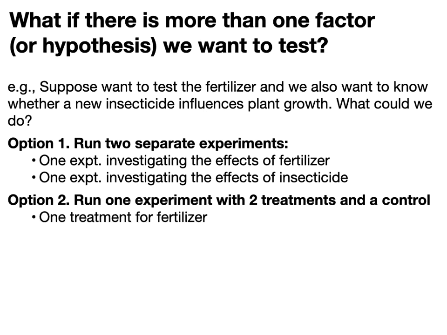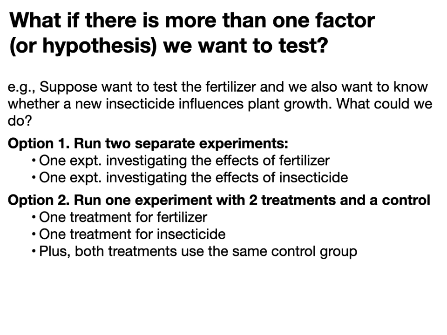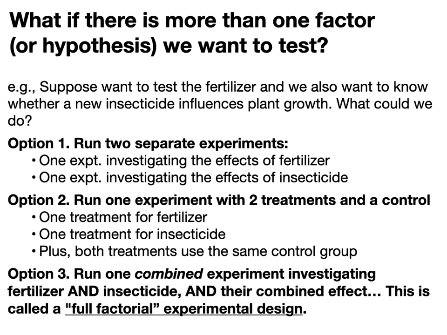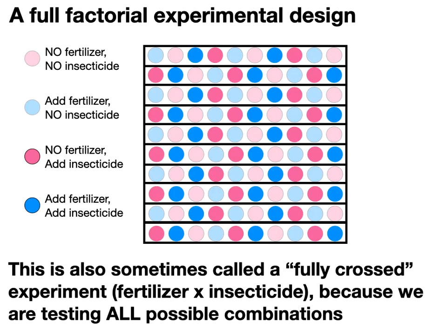So we could have a treatment for fertilizer, a treatment for insecticide, and we could have a control group that just lacked the insecticide and lacked the fertilizer. But we could also run a combined experiment that would investigate both fertilizer and insecticide and their combined effect. This is called a full factorial experiment. So this is an illustration of what that could look like.